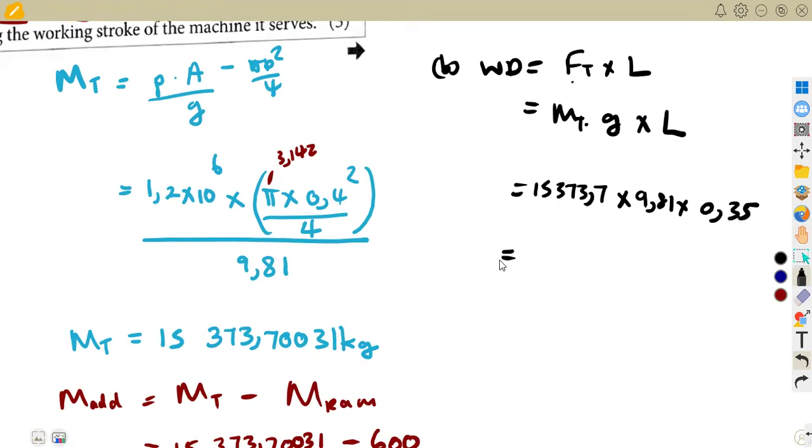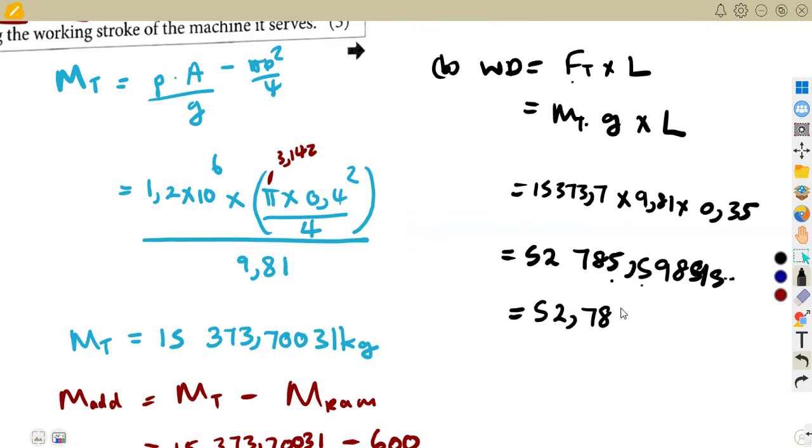So this helps us to calculate the work done, and the work done at this moment is going to give us something like 52,785,598.95, something like that. You can divide by 1,000, so it's going to be 52,786, with the 5 changing into a 6. That will be in kilojoules. Remember, work done is measured in joules, so this will be in kilojoules. That's the work done for you. Force times distance, just like that.